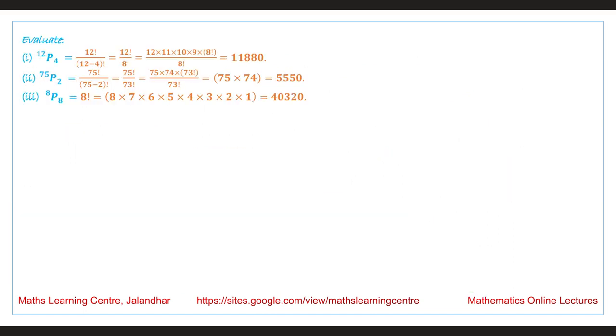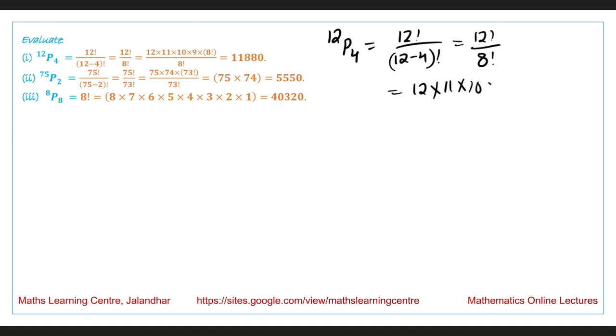Next we have certain problems based upon these formulas. First, we have to calculate the value of 12P4. So it is 12 factorial over 12 minus 4 factorial, that is equal to 12 factorial over 8 factorial. This is equal to 12 into 11 into 10 into 9. And when we multiply these values, the answer we obtain is 11880.